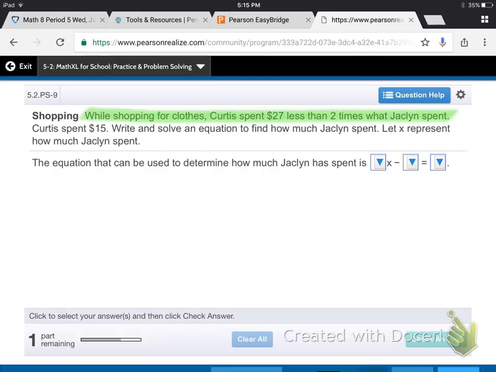Okay, the next problem says, while shopping for clothes, Curtis spent $27 less than 2 times what Jacqueline spent. Curtis spent $15. Write and solve an equation to find out how much Jacqueline spent. Let x represent how much Jacqueline spent. So let's go back to that first line. While shopping for clothes, Curtis spent $27 less than 2 times what Jacqueline spent.